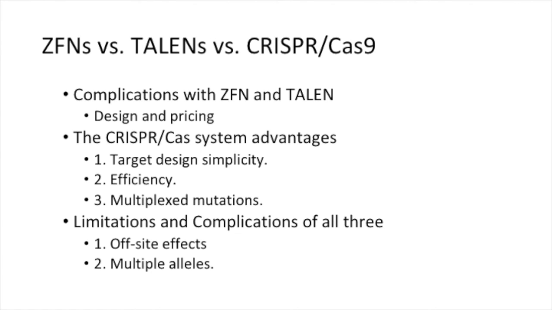The CRISPR-Cas system also offers several advantages over ZFNs and TALENs. The first is target design simplicity. Guide RNAs can be designed readily and cheaply to target nearly any sequence in the genome specifically. The second is efficiency. Modifications can be introduced by directly injecting RNA encoding Cas proteins and the guide RNAs into developing mouse embryos, thereby increasing efficiency. And the third is multiplex mutations, where mutations can be introduced in multiple genes at the same time by injecting them with multiple guide RNAs.